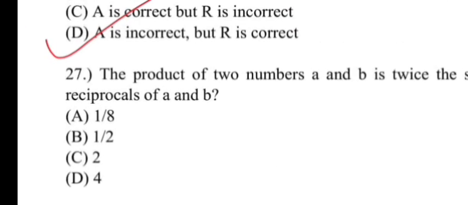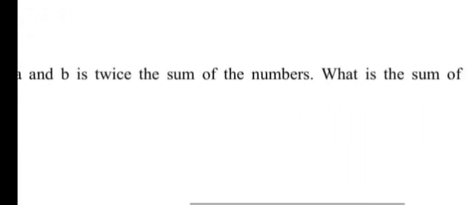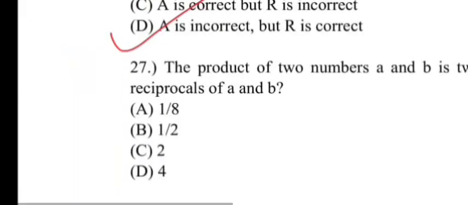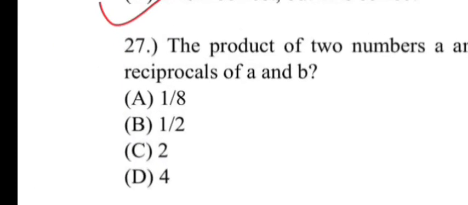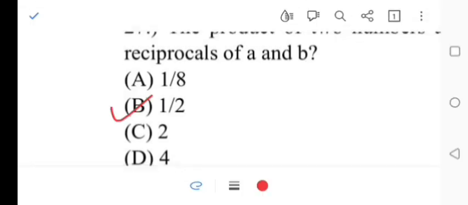Question 27 says the product of two numbers A and B is twice the sum of the numbers. What is the sum of the reciprocals of A and B? ABCD: 1 by 8, 1 by 2, 2, 4. Question 27, it will be 1 by 2.